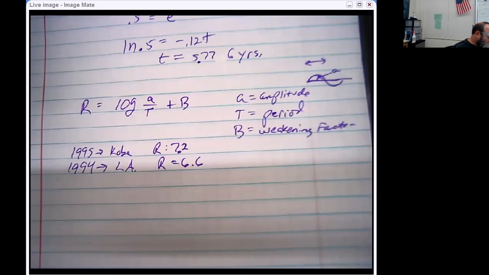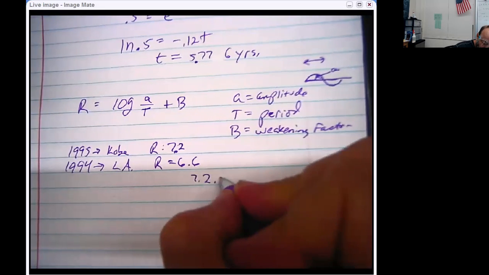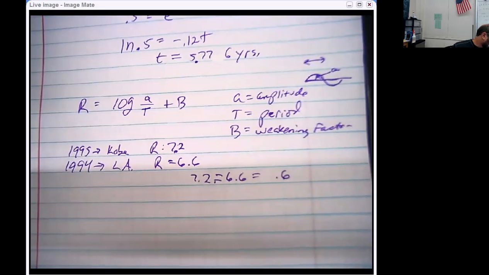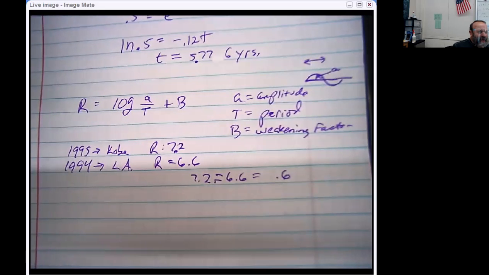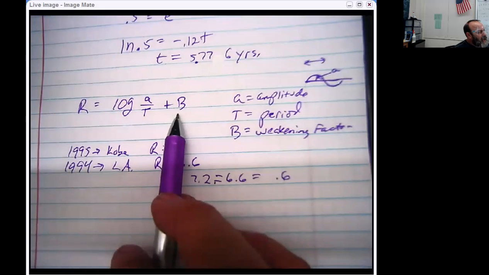So let's go through that process. According to this, the difference of the two was just 0.6, wasn't it? But what happens is LA is sitting right on the water, isn't it? Kobe, Japan is also sitting on the water, and as it turns out, they're geologically almost the same, which means the B values are the same. So in this case, the B values for both are common.